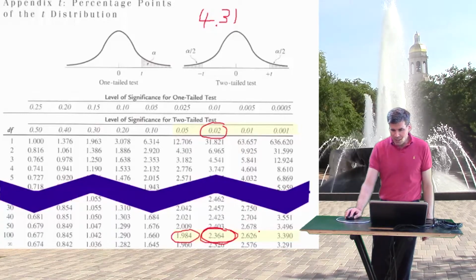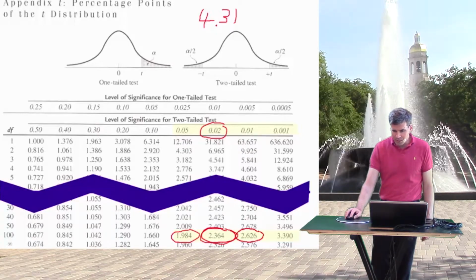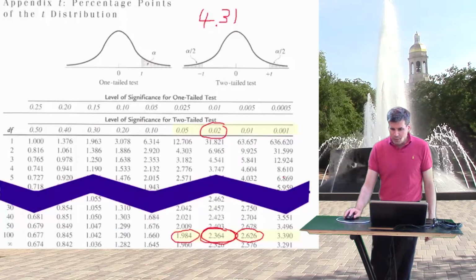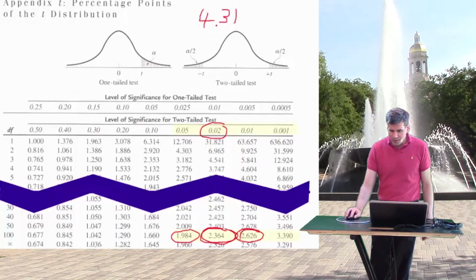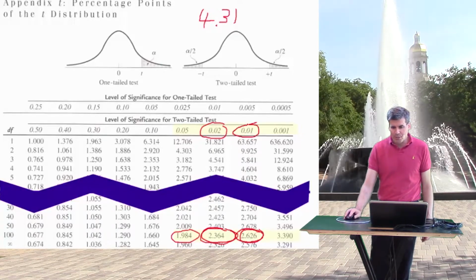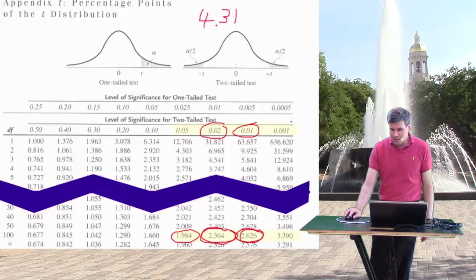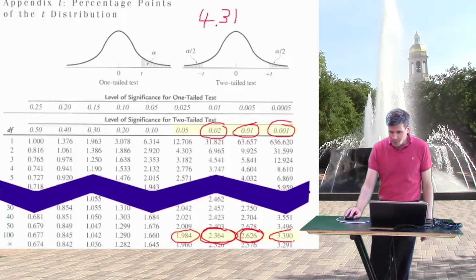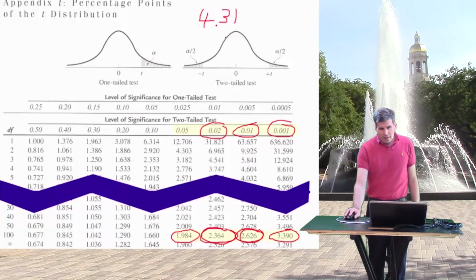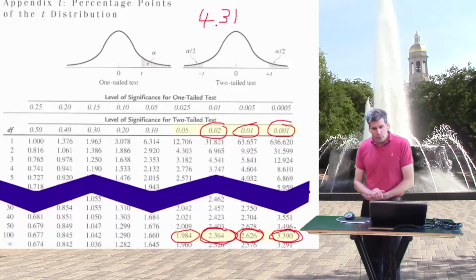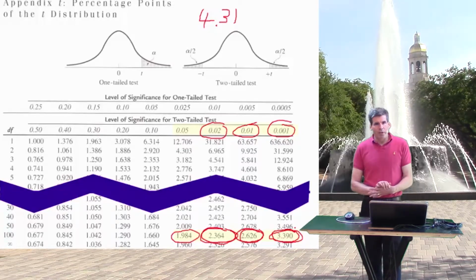Now, can we say p is less than 0.01? Well, our t-value, 4.31, is greater than 2.626, so we can say p is less than 0.01. Well, can we say p is less than 0.001? Our critical value here is 3.390. Our t-value is 4.31. 4.31 is greater than 3.390, so we can say p is less than 0.001.